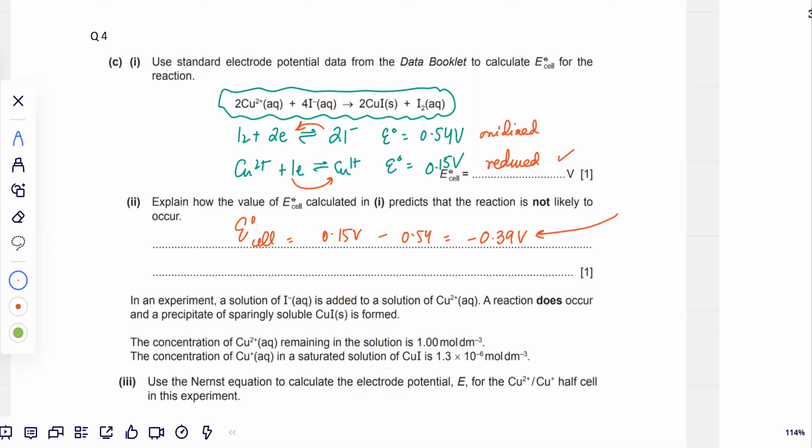So he's saying to explain how the value of the E naught cell calculated predicts that the reaction is not likely to happen. It's because the E naught cell is coming out to be less than 0. When you get a negative voltage, that basically indicates that the direction in which he was suggesting the reaction would go, it's going to go in the complete opposite direction. So the negative voltage indicates that the electrons are going to flow in a complete opposite direction to what he's stated over here. Is that clear?